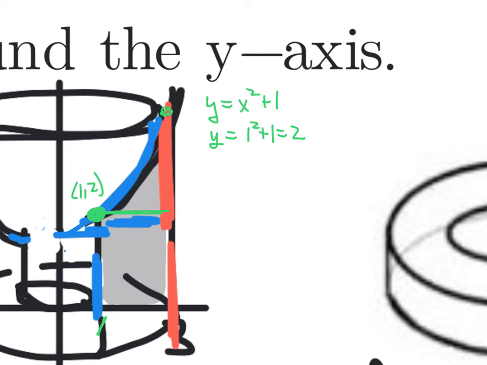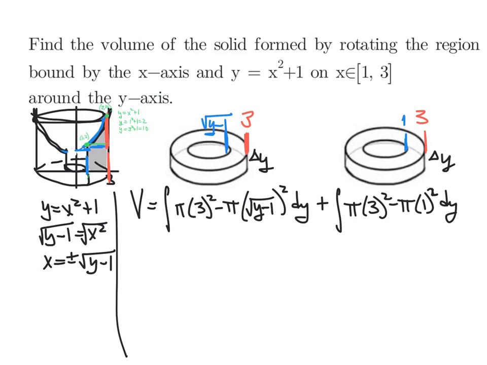The other point is going to be on the end of our interval, and that's when x is 3. Of course, for 3 squared plus 1, we'll end up with 10. Now we can go back to our integrals. Our first integral described the top region, so from y equals 2 up to y equals 10. And our second integral described the bottom region from y equals 0 up to y equals 2.